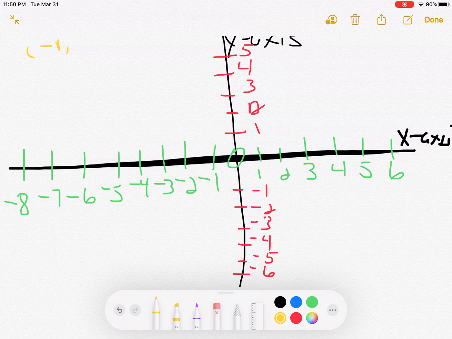Okay, so the first one would be -1 and 0. The next one, -2, -5. The next one, 4 and 3. Next one, +5 and -2. So let's plot these first, okay?